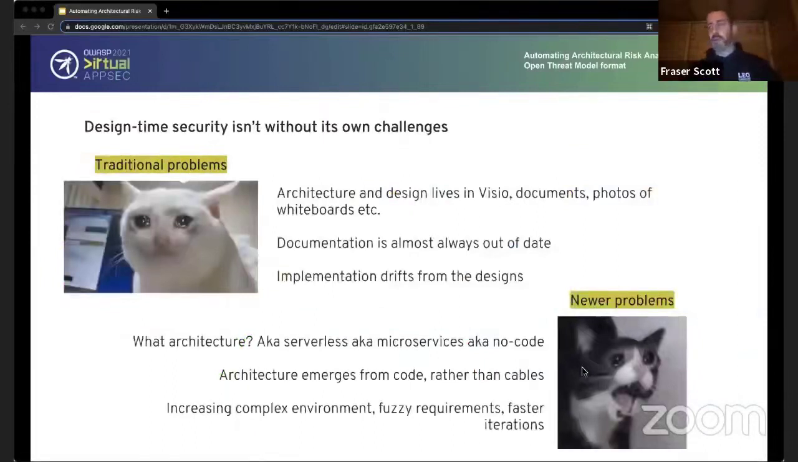But that's not the focus for too much of that. There are some other interesting challenges that the architecture in the design phase also has to face.